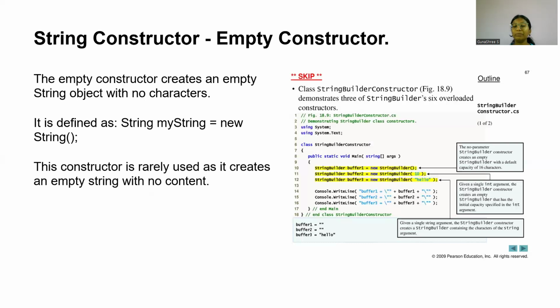Moving on to what is an empty constructor. The empty constructor creates an empty string object with no characters, completely defined as empty. It will be defined as String myString = new String(). This constructor is rarely used as it creates an empty string with no content.